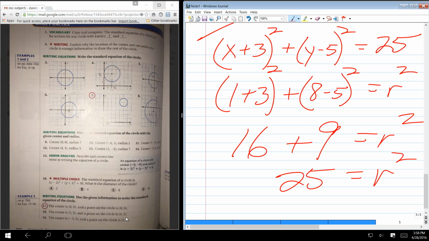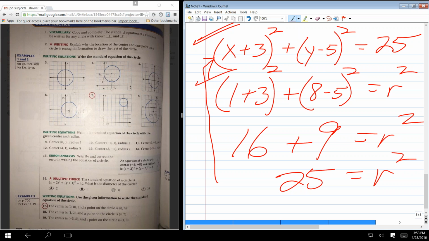And your final answer always has an x and a y in it. Just because at this step I substituted 1 for x and 8 for y, when I finally figure out what r squared is, I go back to the equation that has the x and the y in it. Your standard equation is always going to have an x and a y in it. Okay?